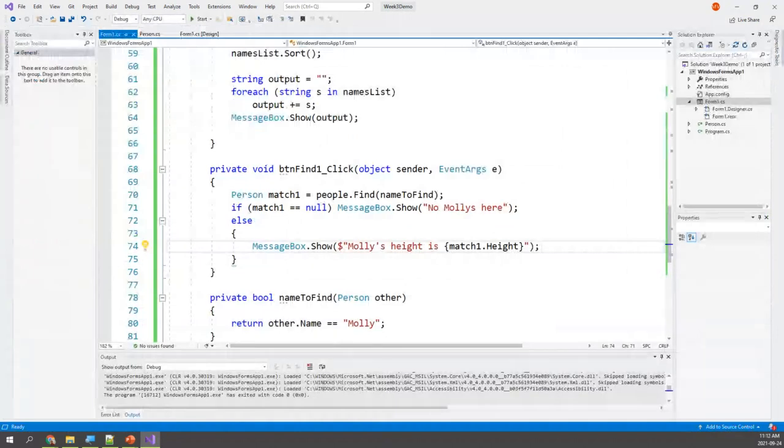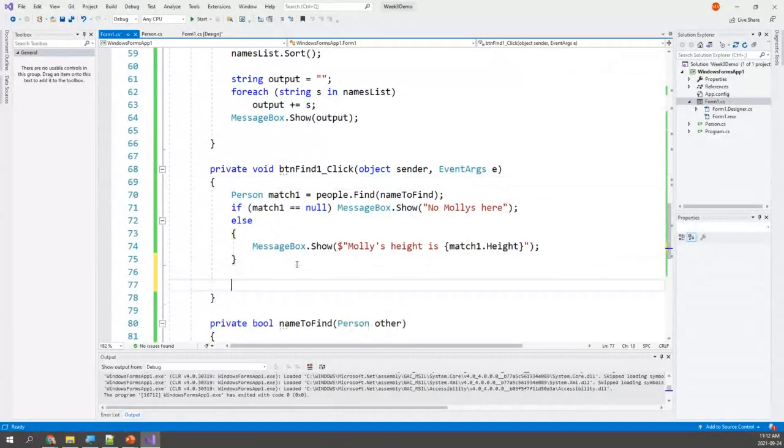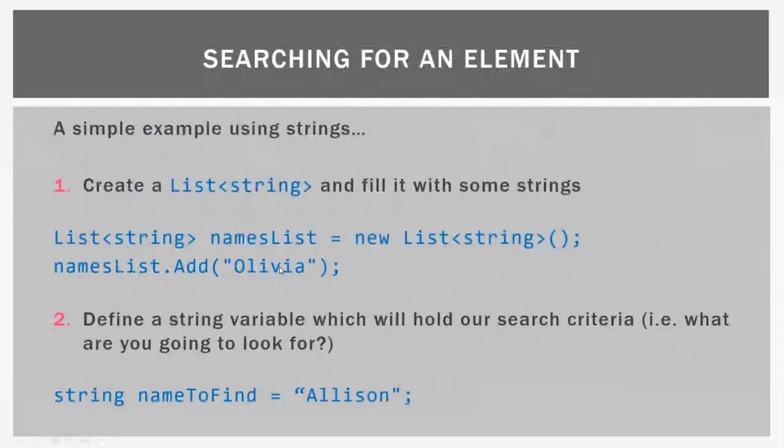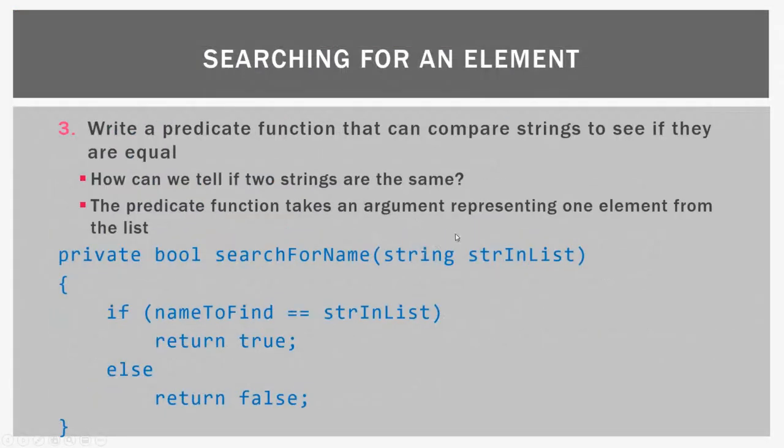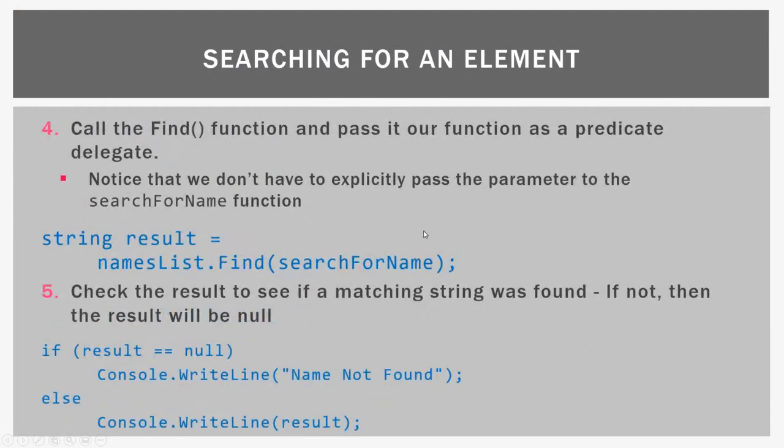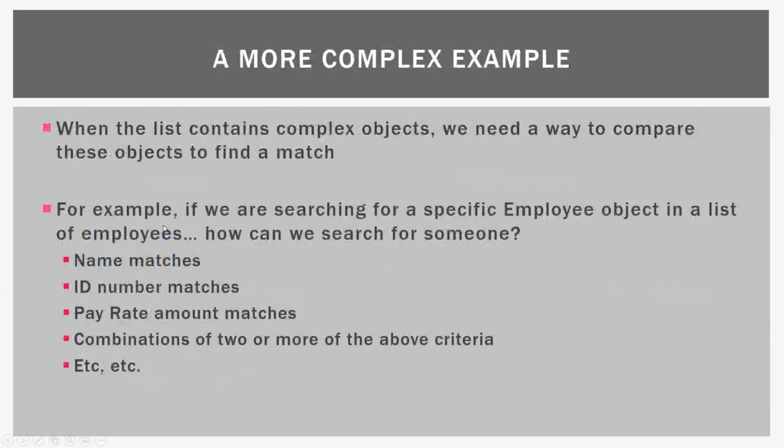So that's our first example of using a predicate with find. Now, in the next example, let me bring up our slides here. This is another example in a list of strings. I skipped past the string example because it's pretty straightforward.